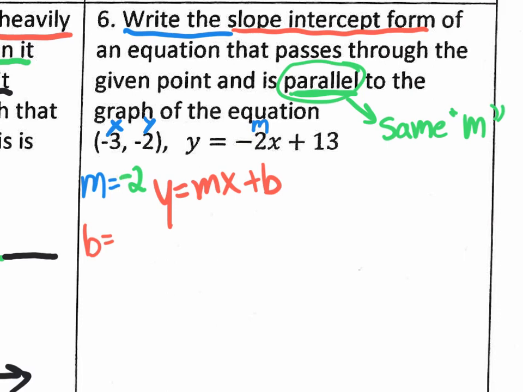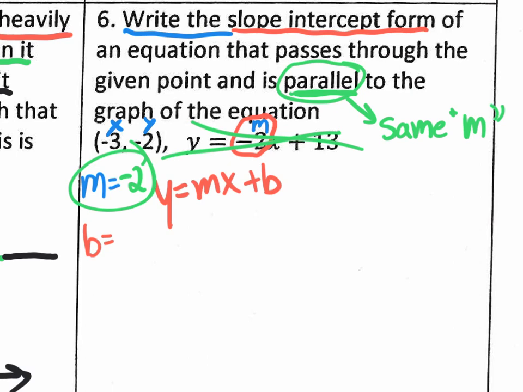Now, if this word would have been perpendicular, then this would not be the same as -2. It would actually be the opposite reciprocal. It would be +1/2. We need to know that because there's going to be one of each question on the final tomorrow. Parallel means same slope. Perpendicular means opposite reciprocal. So the only thing that you look at from this equation is the slope. After you get that the m is -2, you don't need to look at this equation anymore. You could just cross it out.